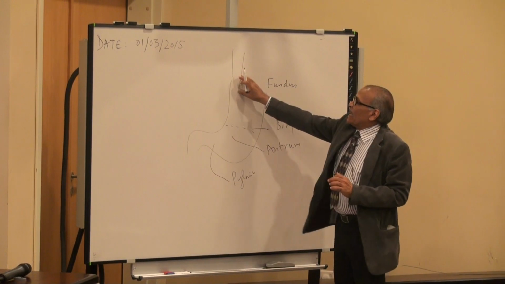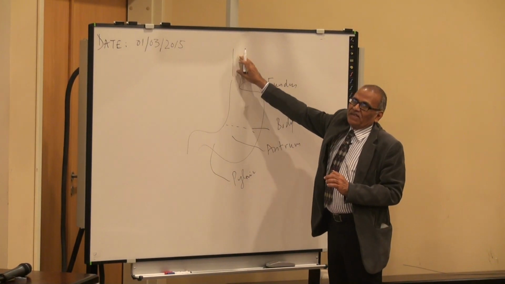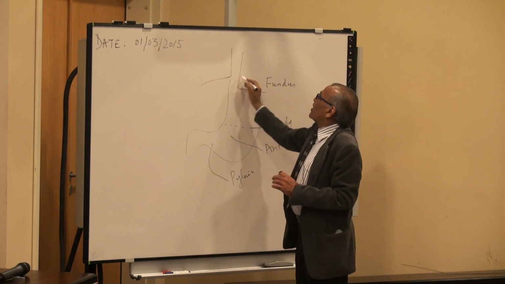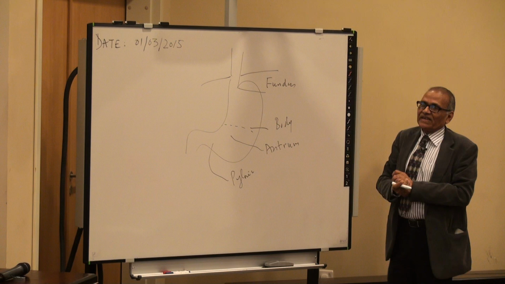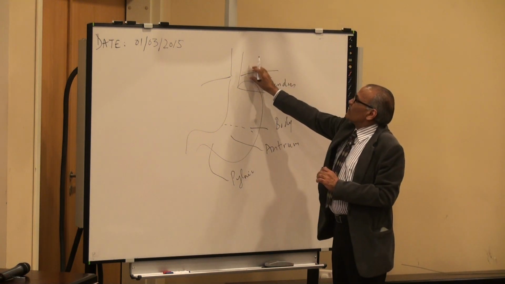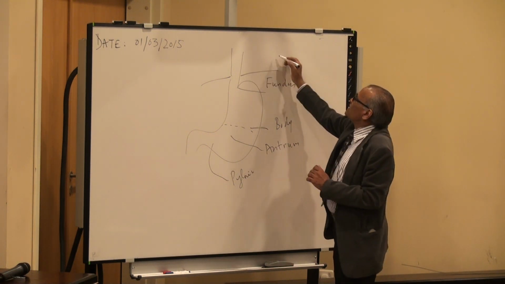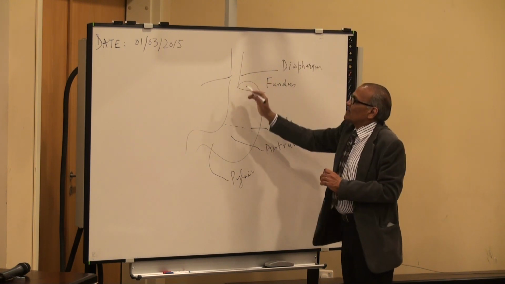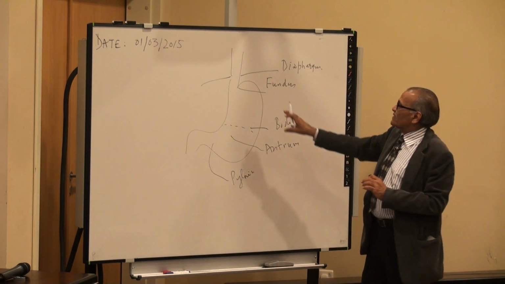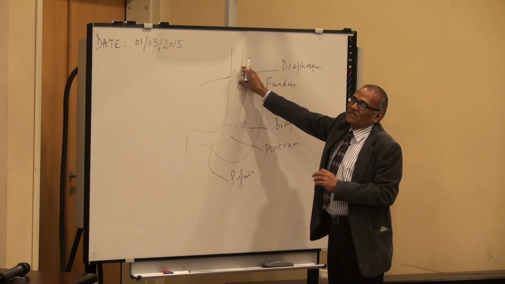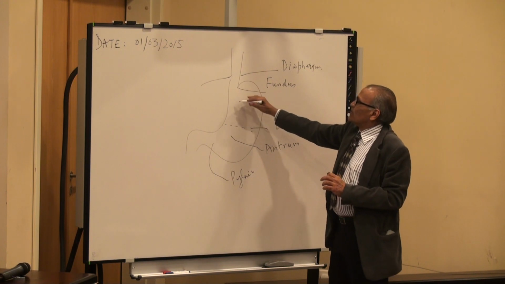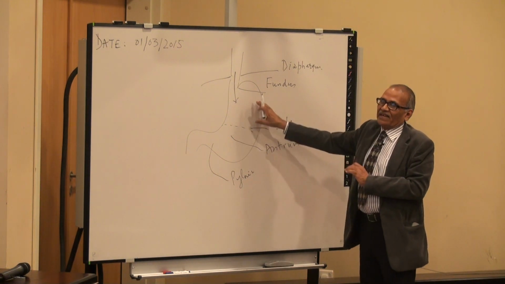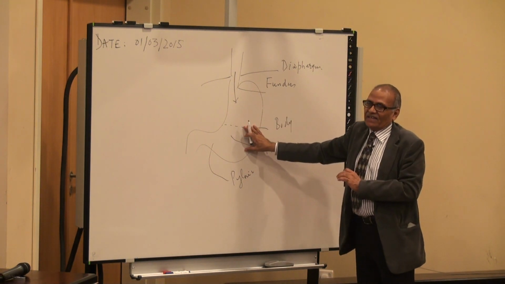Now the uppermost passage from the esophagus to the stomach is controlled by what we call a physiological sphincter, and this sphincter is working with the help of the diaphragm. So the diaphragm portion is controlling the entry of the esophagus into the stomach. It is a physiological sphincter. Any food which enters through this sphincter will not go back and will be retained in the stomach.